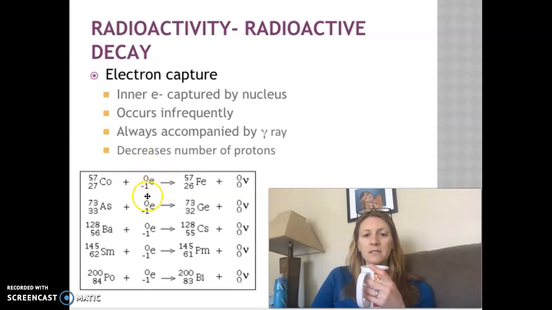However, this is going to be part of the reactant side, not part of the products, because your nucleus is capturing this electron to make something new. In beta decay, we were releasing that beta particle. In electron capture, it's falling into the nucleus and it's part of the reactants, not the products. That's the main difference here. So notice that we've got element 27 capturing an electron to become element 26, but our atomic mass stays the same. So this is just a bunch of different examples here.